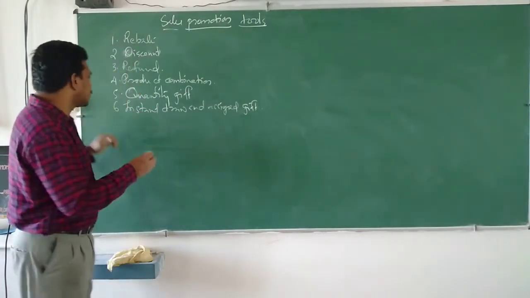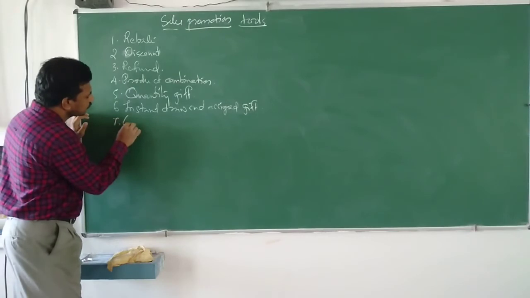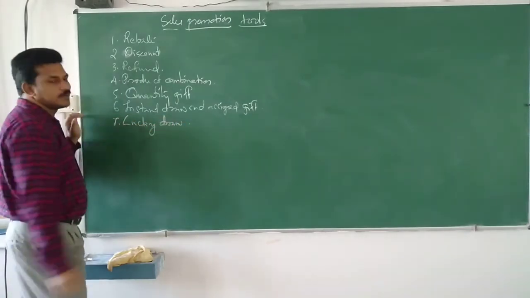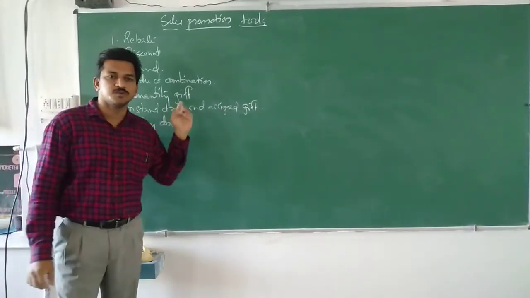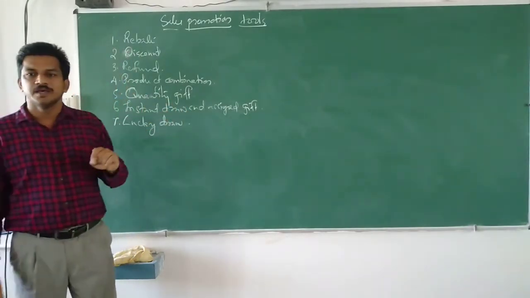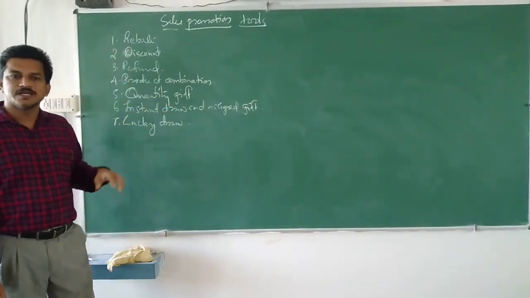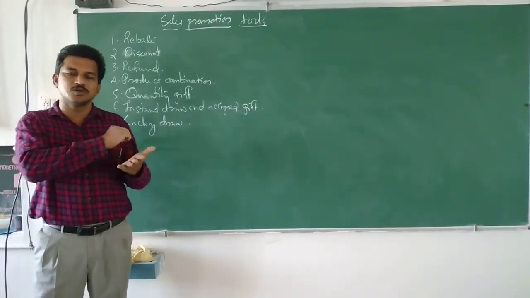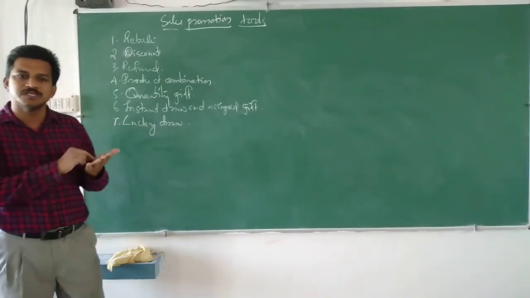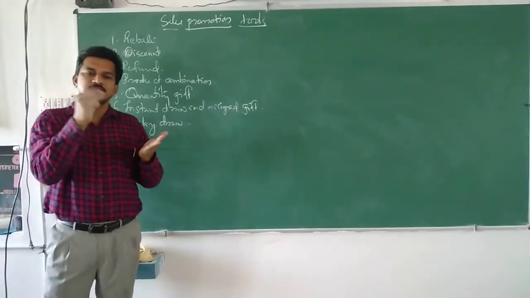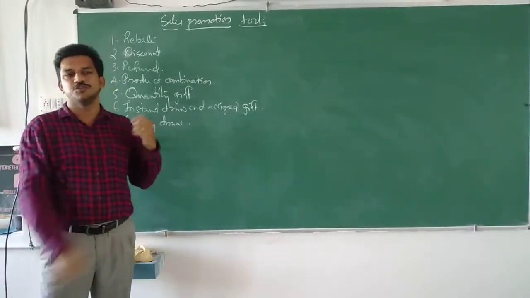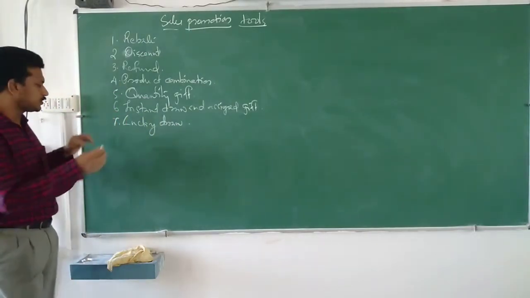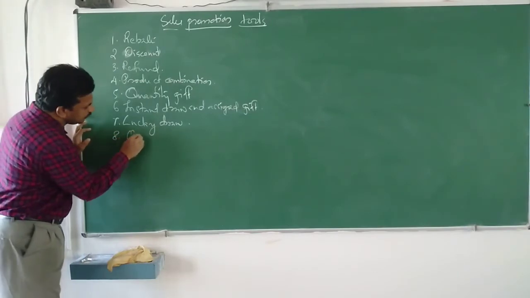And another one is lucky draw. This is also almost similar to the earlier one. Here you may have seen the scratch and win offer. Sometimes when you buy the product, there will be an area where you scratch, and what is written inside will be given to you. That is lucky draw. And another one is usable benefits.